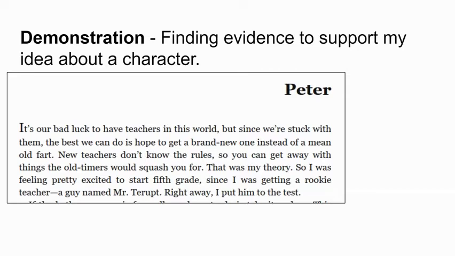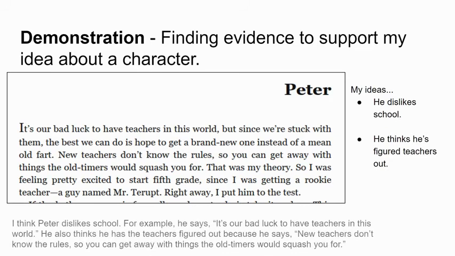All right, I've got a couple ideas already about Peter. One is obviously he does not like school. This is a kid who does not wake up eager to get to school and spend his day learning. He also thinks he's pretty clever. He thinks he's got the system figured out. He's got these teachers all figured out. So how do I write about this? This is what I would write.